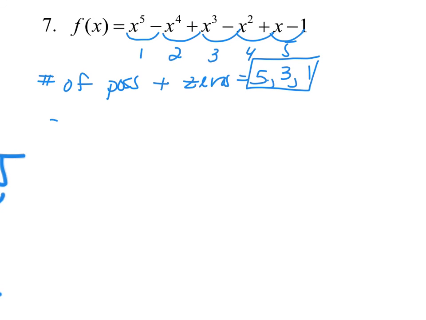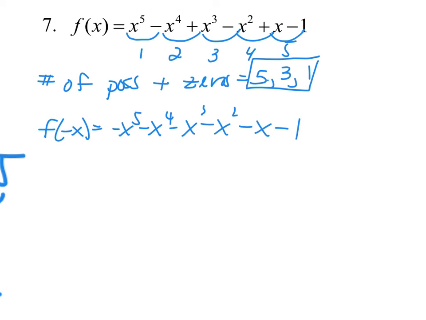Okay, now let's do f of negative x. So let's plug in all the negatives. Look what happens. Every single one of these is negative when I plug in negative x. So when I say what's the number of possible negative zeros, we're going to say 0. There are none.